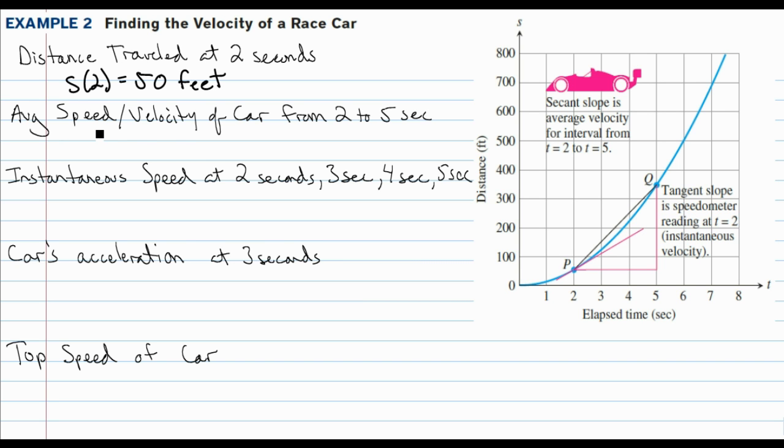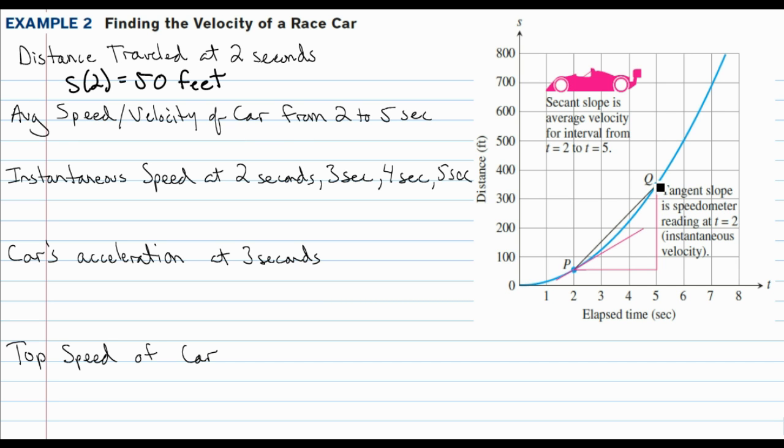The average speed or velocity of the car from 2 to 5 seconds. Now I use speed or velocity because as you will soon learn, speed and velocity are essentially the same thing, except speed is the absolute value of velocity, and we are talking about a car, so cars usually use speed as their form of measurement of their rate of change. So anyway, average speed or velocity of the car from 2 to 5 seconds.